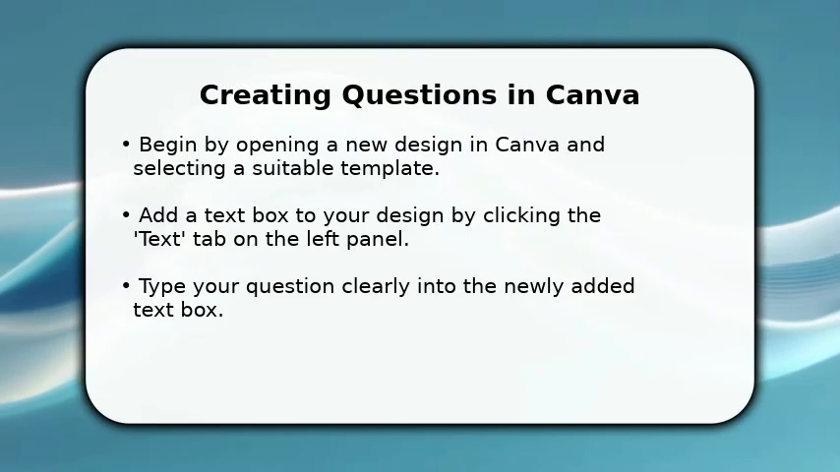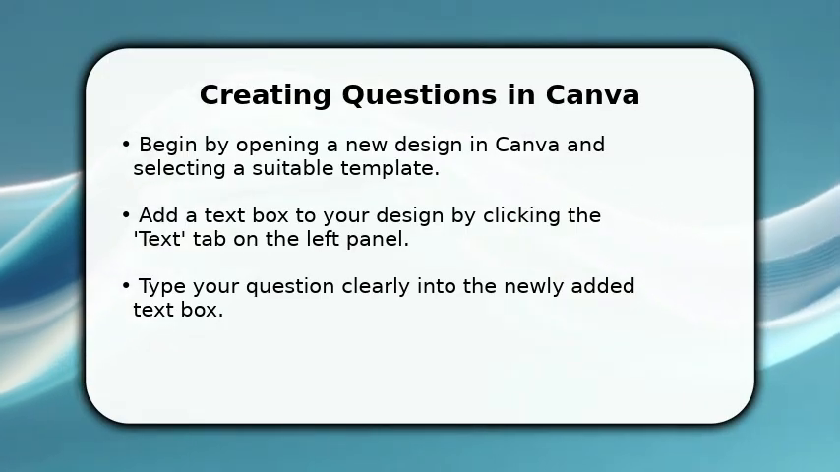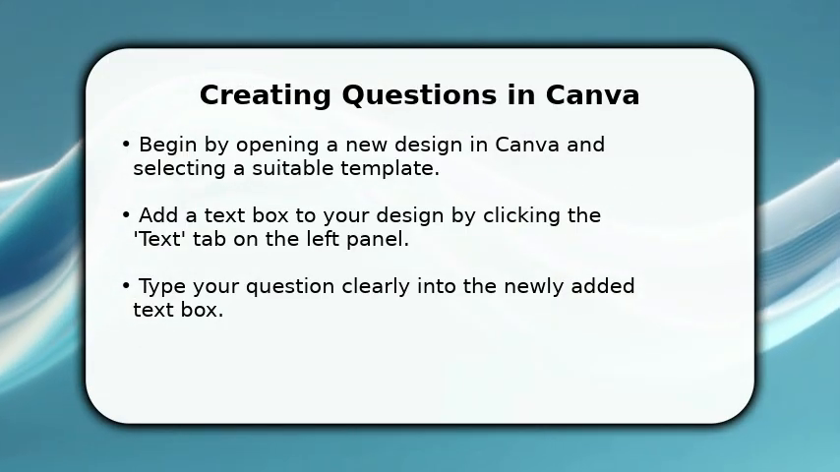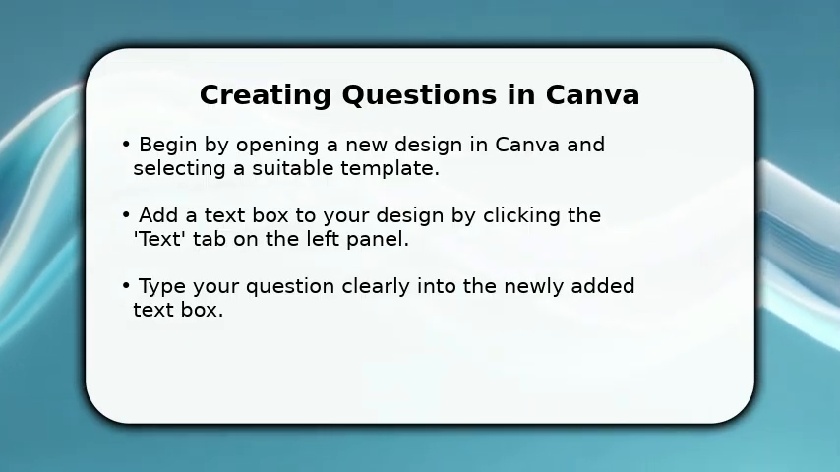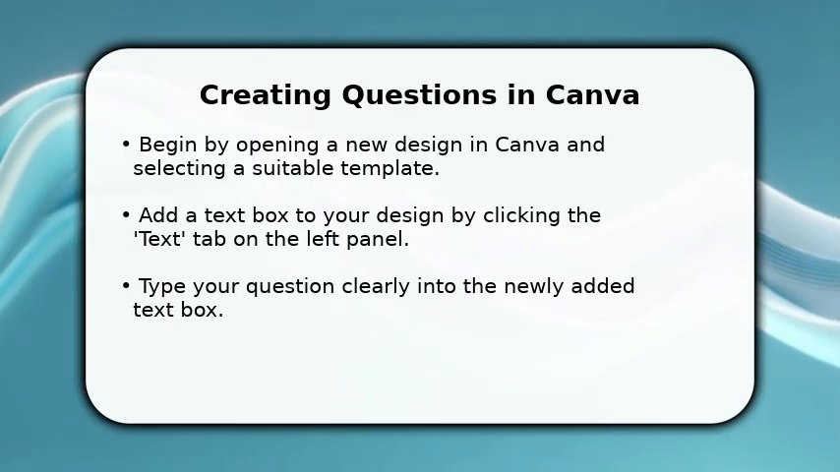Enjoy the video. In this video, I will explain how to make a question in Canva. To start, open Canva and choose a blank design or a template. Look for the Text tab on the left side of your screen and click it.